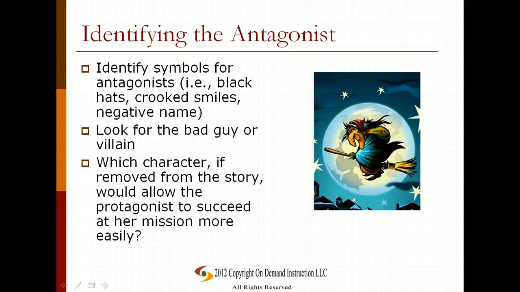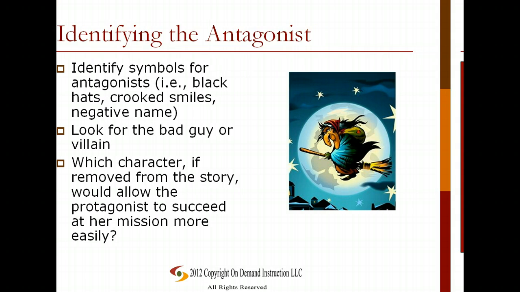It can be a group. It can be an out-of-control idea. It can be an object. It can be an animal or a group of animals. It can be a variety of different things, but it's always against the protagonist.